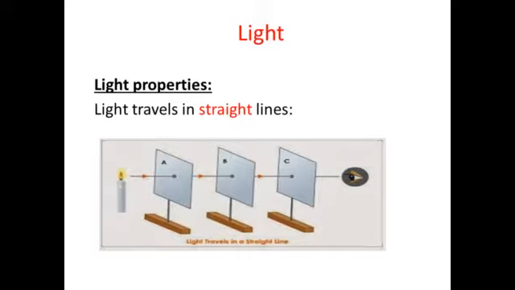That's because light travels in straight lines. So, if you try to change the location or the position of any one of these screens, you will observe that you will not be able to see the light of the candle, because light travels in straight lines.